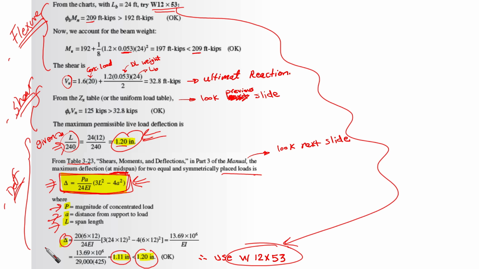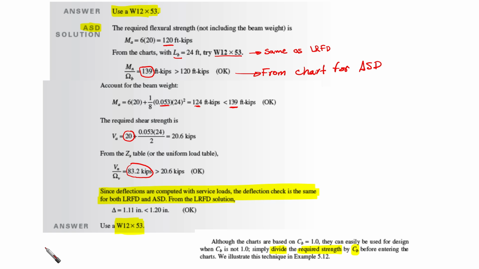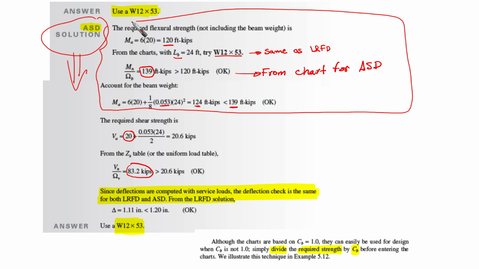Okay, this is for LRFD. I think that we are missing something for ASD. It is going to be pretty much the same, so we do not want to spend a lot of time on ASD. Also, we are going to check the flexure strength here. This is the part related to the flexure strength.